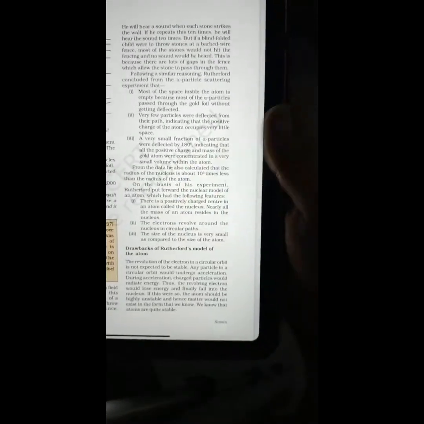On the basis of his experiment, Rutherford put forward the nuclear model of an atom which had the following features. 1. There is a positively charged center in an atom called the nucleus. Nearly all the mass of an atom resides in the nucleus. The electrons revolve around the nucleus in circular paths. The size of the nucleus is very small as compared to the size of the atom.